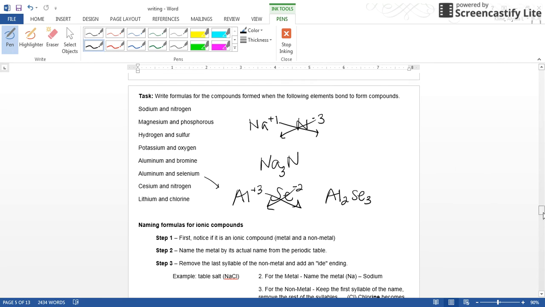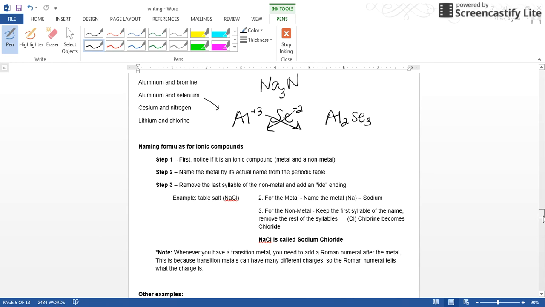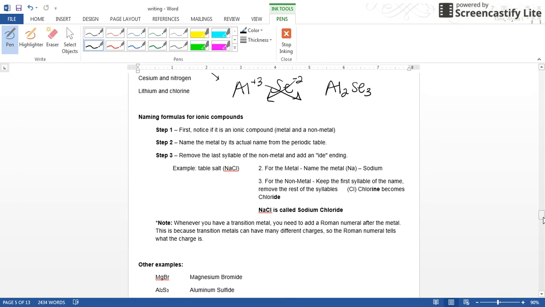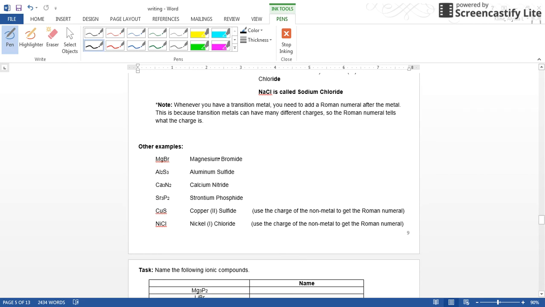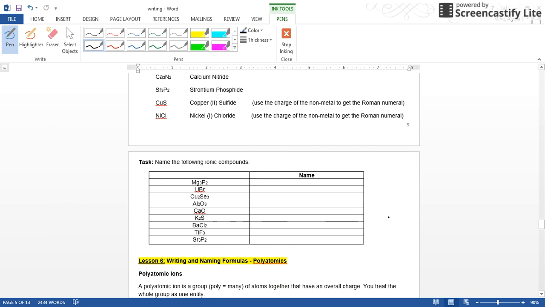Now to name these is a little bit more straightforward. Basically, you're just going to keep the first exactly the way it is, and the second one is just going to end in IDE. So for example, if you have NaCl, it would be sodium chloride. Okay, so let's try some of these after we look at some examples: magnesium bromide, aluminum sulfide, and so forth. We have this first one. Well, the first thing is called just as is, so magnesium. And then P is phosphorus, but instead of writing phosphorus, we're just going to write phosphide, and that's it.